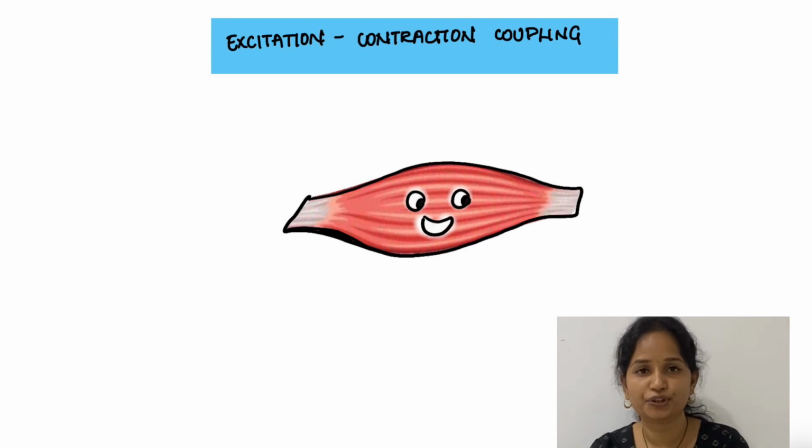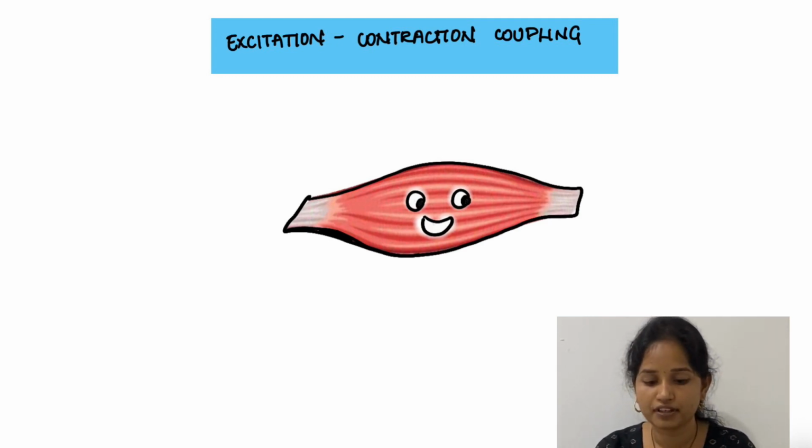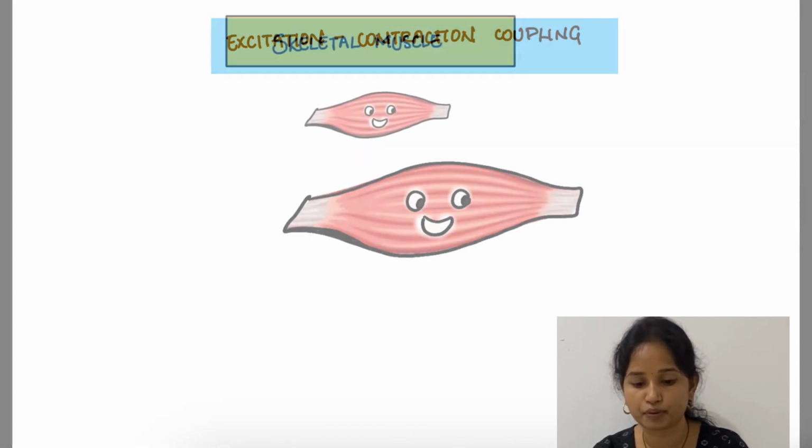Hello everyone. Today's topic is on excitation contraction coupling in a skeletal muscle. To know this topic, we have to have a basic understanding of the structure of a muscle, what it is made up of, and also we have to know about the sarcomere and also the sarcotubular system. Before going into the topic, we'll briefly review these topics and then we'll proceed to the topic proper.